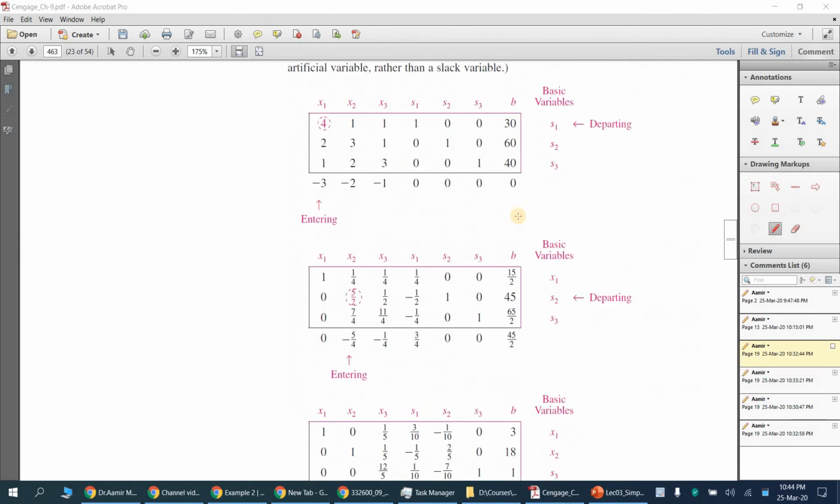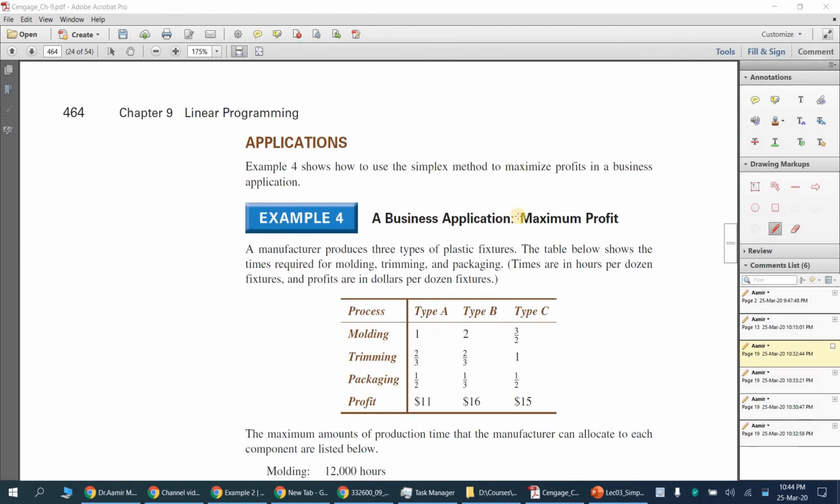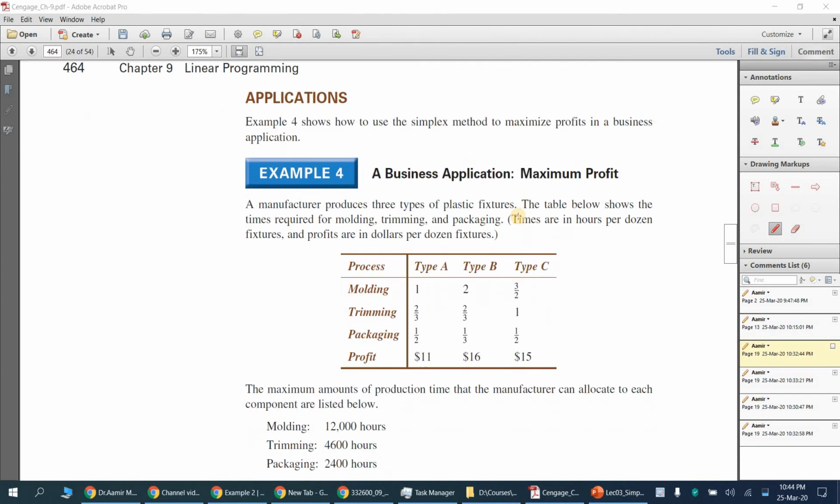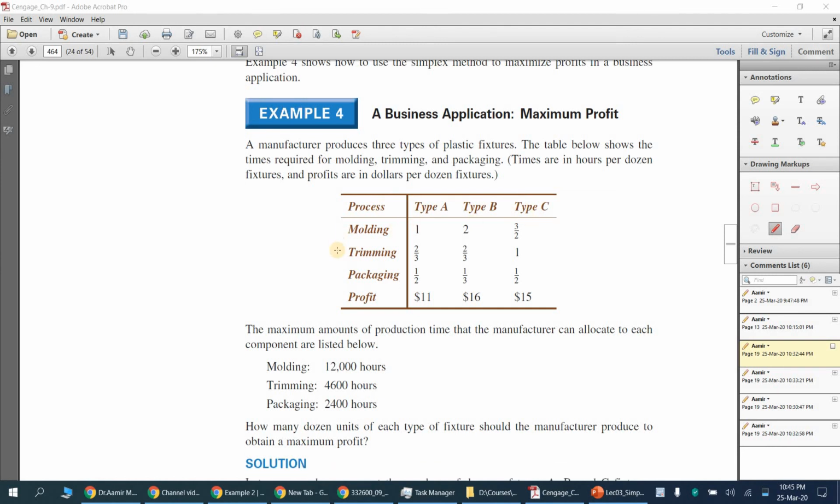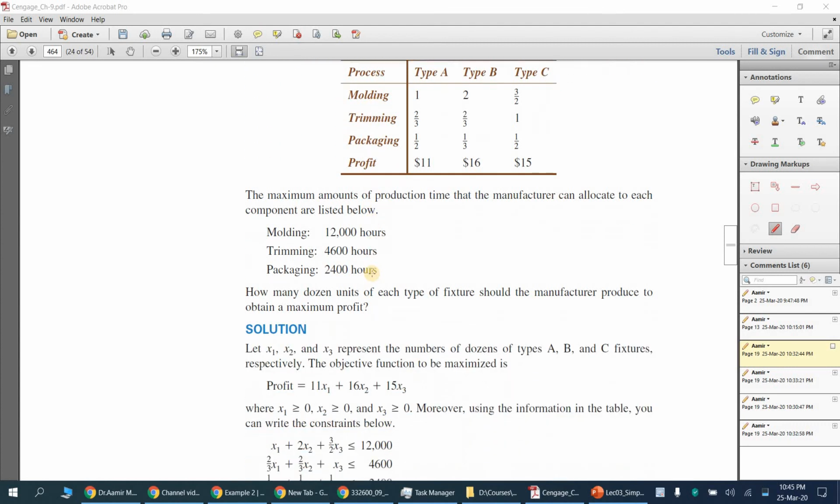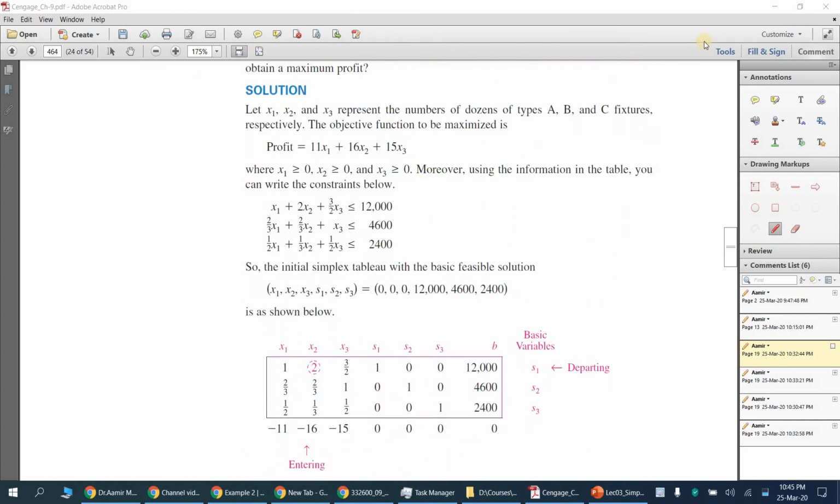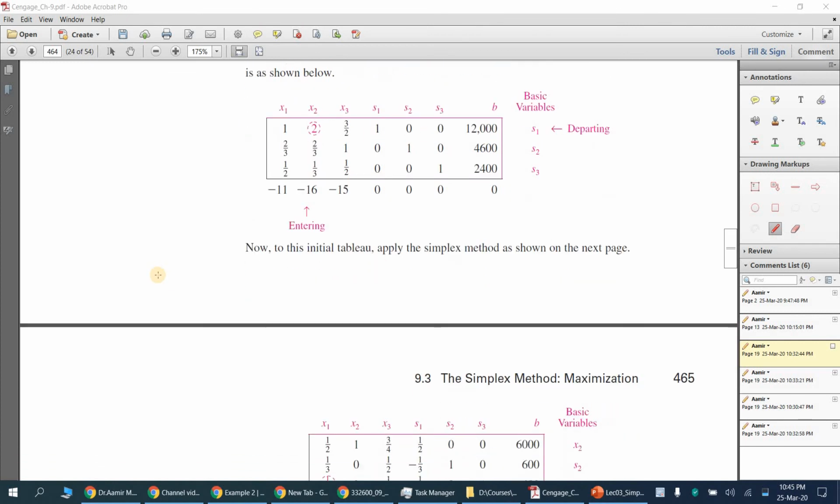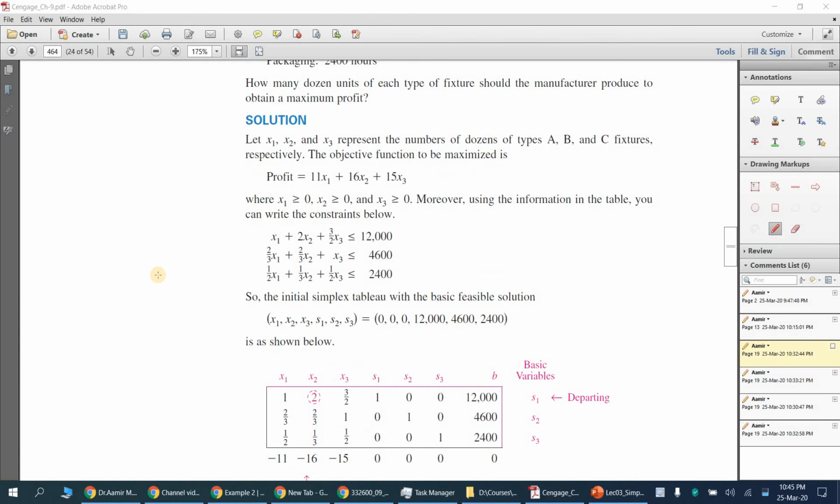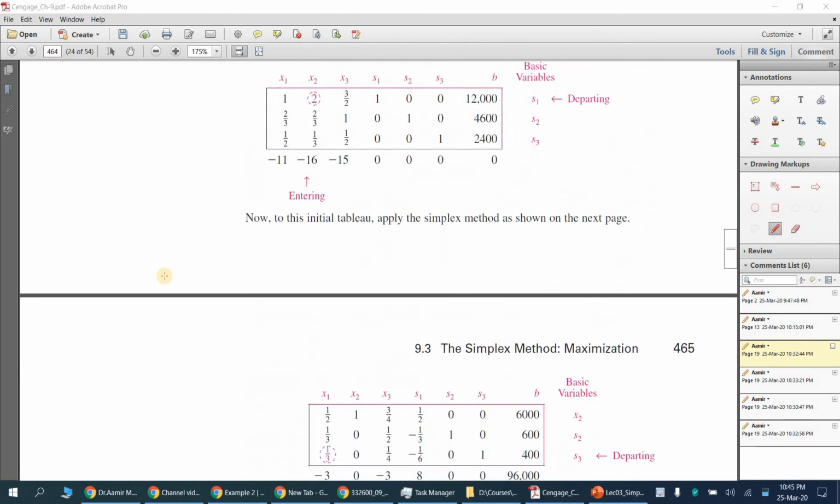So these are the three decision variables, three decision again. So this is a business application given over here. So another one, very nice. The manufacturer produces three types of plastics. So plastic type A, B and C, and it is used for different types of products, for molding, trimming, packaging, and production time is given. So you have to take this problem, and then we make the constraints, and then it is used to solve for the criteria for the objective function.